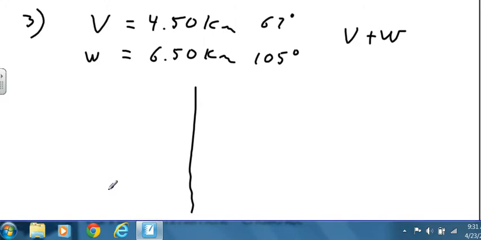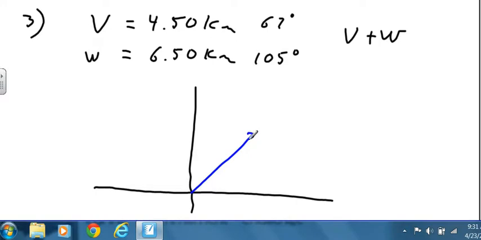So I got myself a pretty graph, and I come up this way, and I come up that way, 4.5. On this side I have 67 degrees. If I have 67 degrees on this side, what do I have on the other side? 23 degrees, right? Then I'm going to draw an XY set of axes there so I don't get confused. And then I'm going to go at 105 degrees, 6.5. So now I know that this angle is 105.